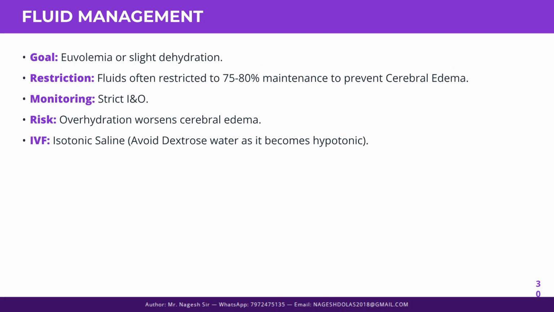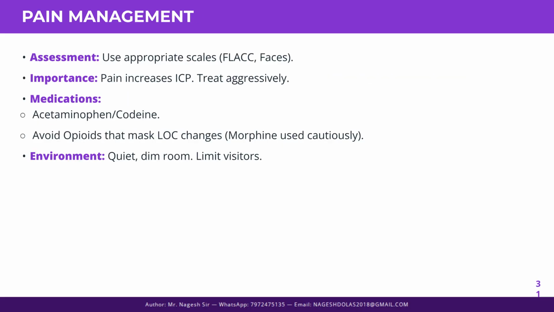The goal of fluid management is euvolemia, or slight dehydration. Fluids are often restricted to 75 to 80% maintenance to prevent cerebral edema. Strict I&O monitoring is essential, and isotonic saline is used for IV fluids to avoid the hypotonic effect of dextrose water. Pain management is crucial, as pain increases ICP.